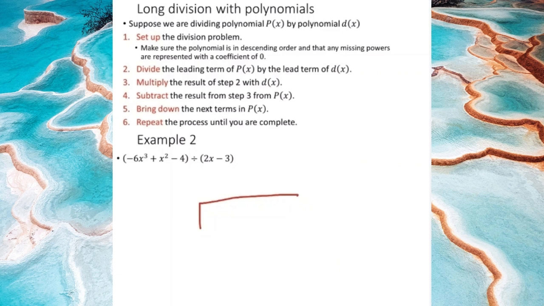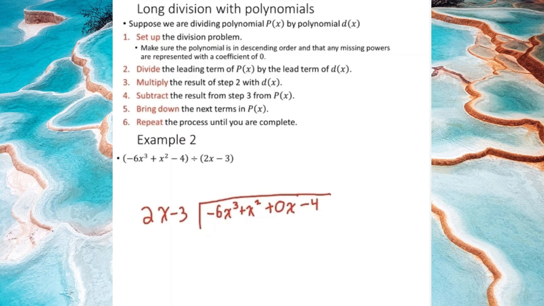Now we'll do negative 6x cubed plus x squared minus 4 divided by 2x minus 3. 2x minus 3 will go outside the division symbol, and there are no missing powers. The negative 6x cubed plus x squared minus 4 will go inside the division symbol, but we are missing an x term. So when we write that inside of our division symbol, we'll put a plus 0x. Now we can start dividing.